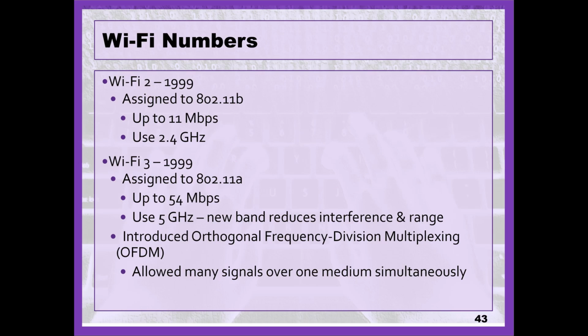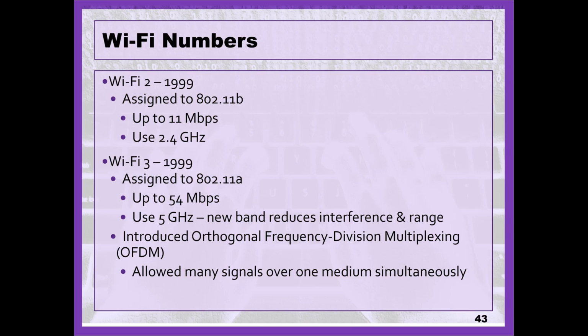Wi-Fi 2, established in 1999, was assigned to IEEE standard 802.11b. This version was nearly identical to Wi-Fi 1 in all ways except speed. For this Wi-Fi version, the speed reached rates up to 11 megabits per second. Wi-Fi 3, also established in 1999, was assigned to 802.11a and increased speed up to 54 megabits per second. It also introduced a new 5 GHz frequency range that reduces interference, as there are far less devices on this band.